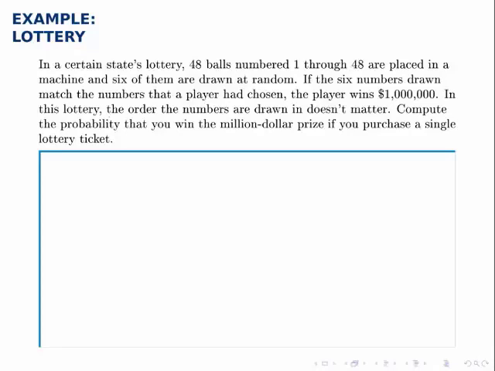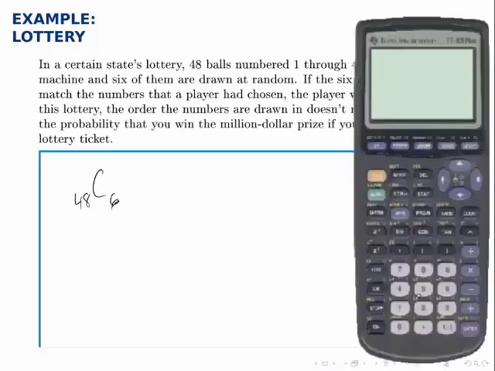So, the fact that the order doesn't matter is significant. That means that this is a combination problem. What we're looking for is the number of ways that you could draw 6 different numbers from 1 through 48. So, the number of ways that we can select 6 out of 48 numbers using combinations. If we use the calculator, 48 is n. Go to the Math Probability menu, select nCr, 6. There are 12,271,512 ways that you can select 6 numbers out of these 48 numbers.